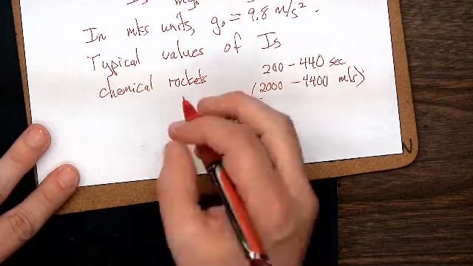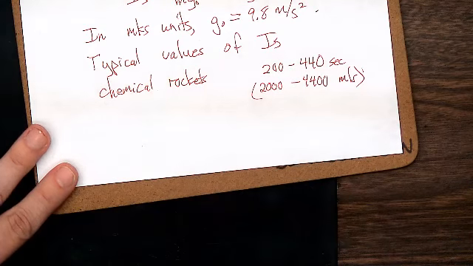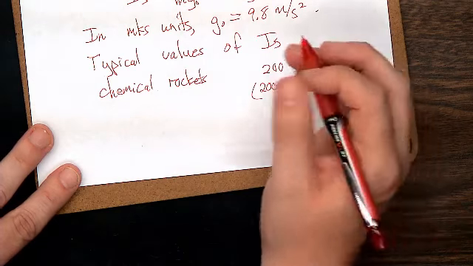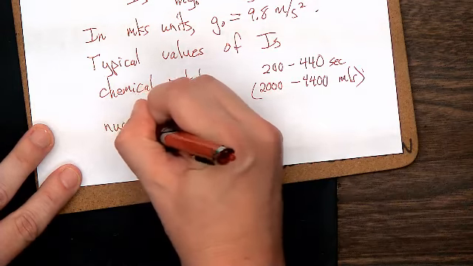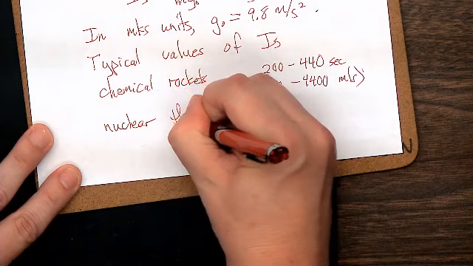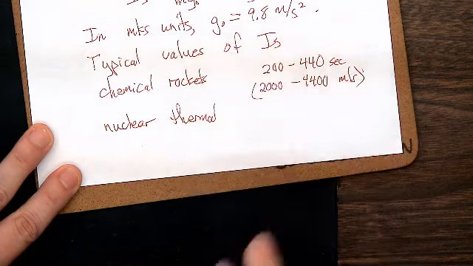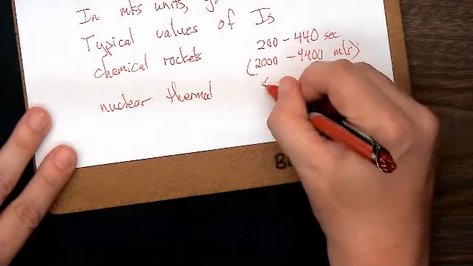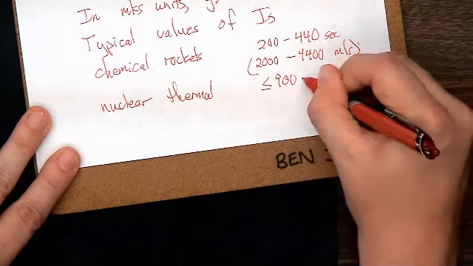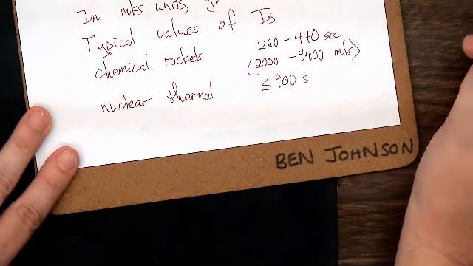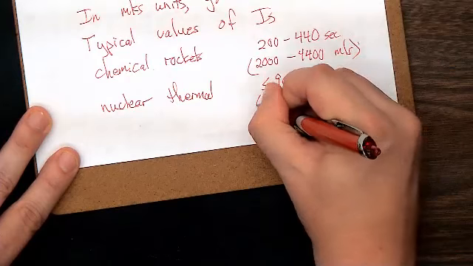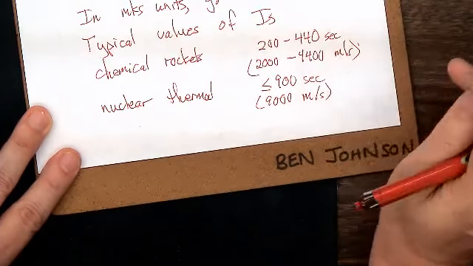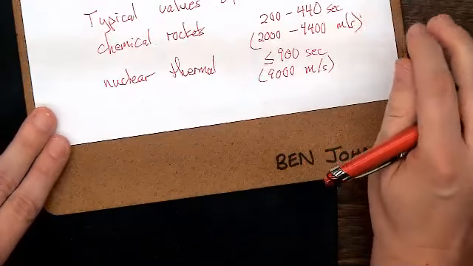Okay, if we look at that, well, here, I'll do that in a second. Let's look at nuclear rocket, nuclear thermal. They can go from anywhere up to about 900 seconds. So that would be about 9,000 meters per second Ue.